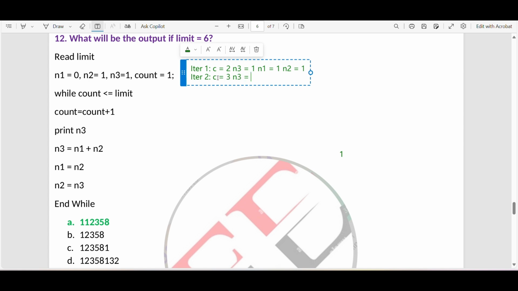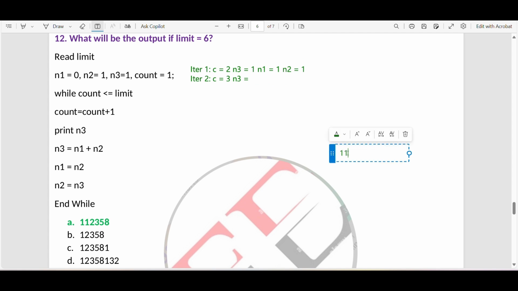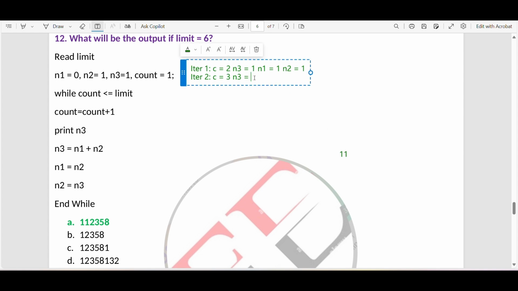And now what will n3 become? No, first we need to print n3. So while coming here, we are again printing n3, which is 1. And the updated n3 will be n1 plus n2. So when you see here, n1 and n2 are 1 and 1, so n3 will be 2. And next, n1 will become n2, which is 1. And n2 will become n3. What is n3 now? It is 2, so n2 is also 2. Let's go to iteration 3 now.